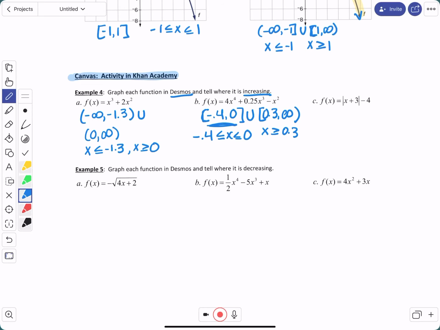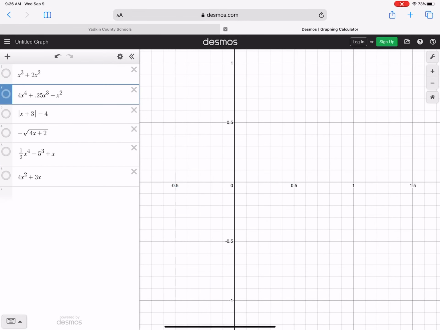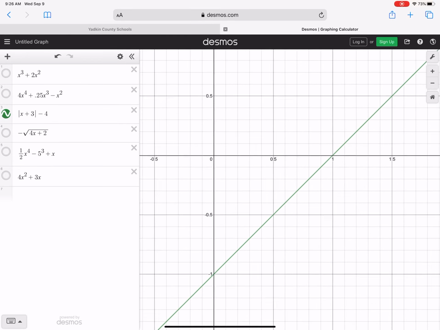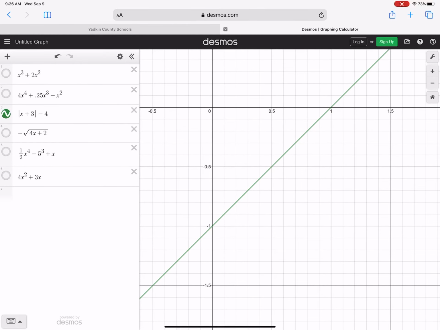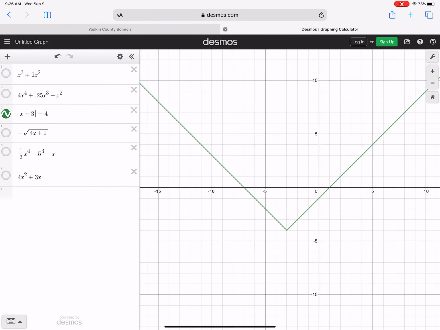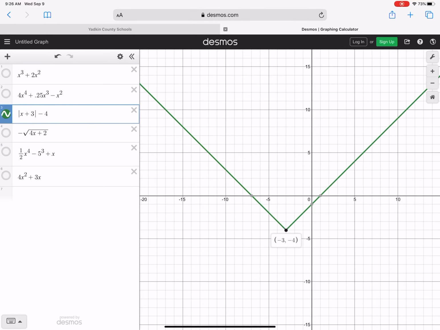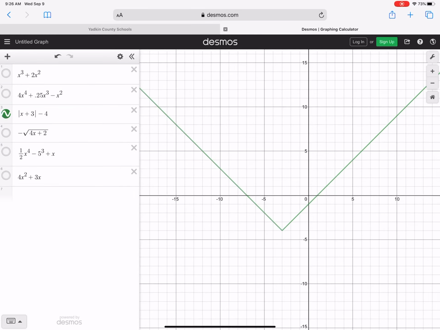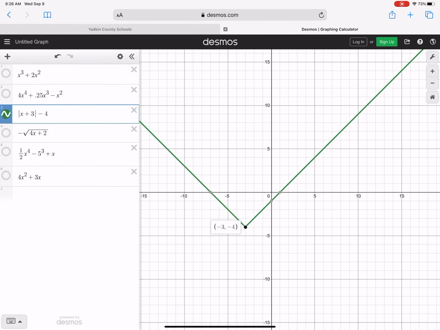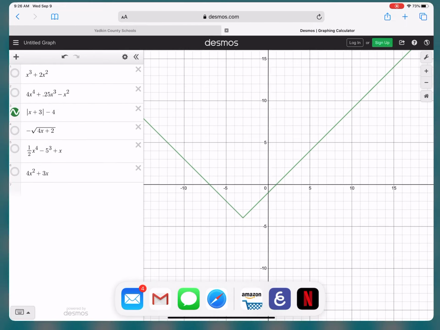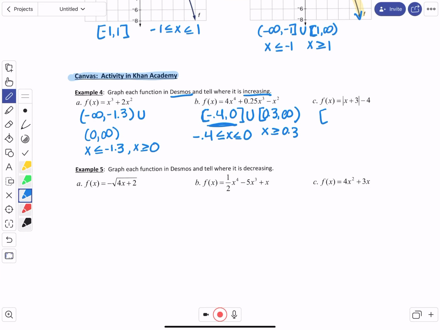Okay, so for my next one, C. So here's C, this is just a straight line. This one is increasing. Oh, let me zoom out. There we go. Zoom out, make sure you can see the whole graph. So this one starts increasing down here at negative 3, and it's going up forever. So negative 3 to infinity, and we would say x is greater than or equal to negative 3.